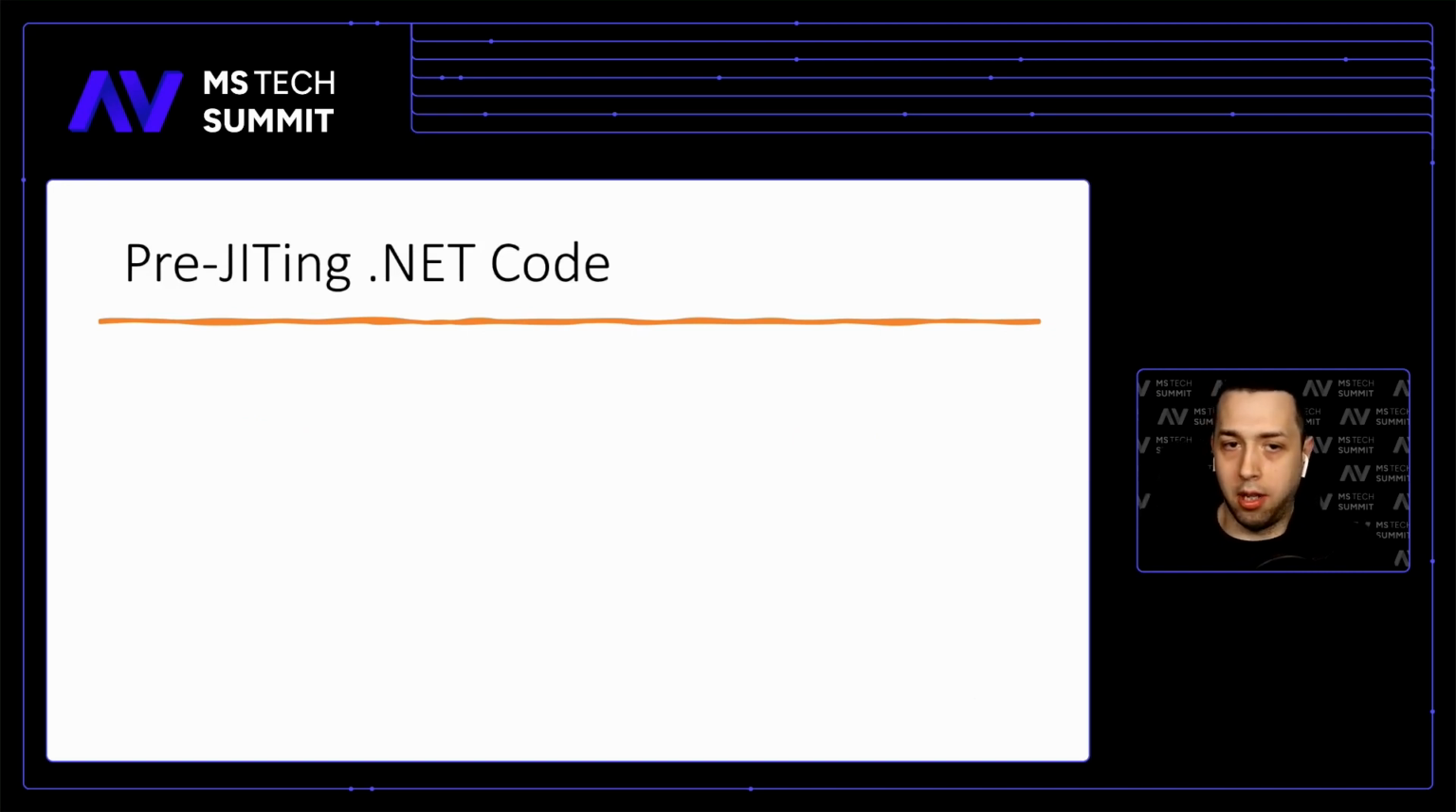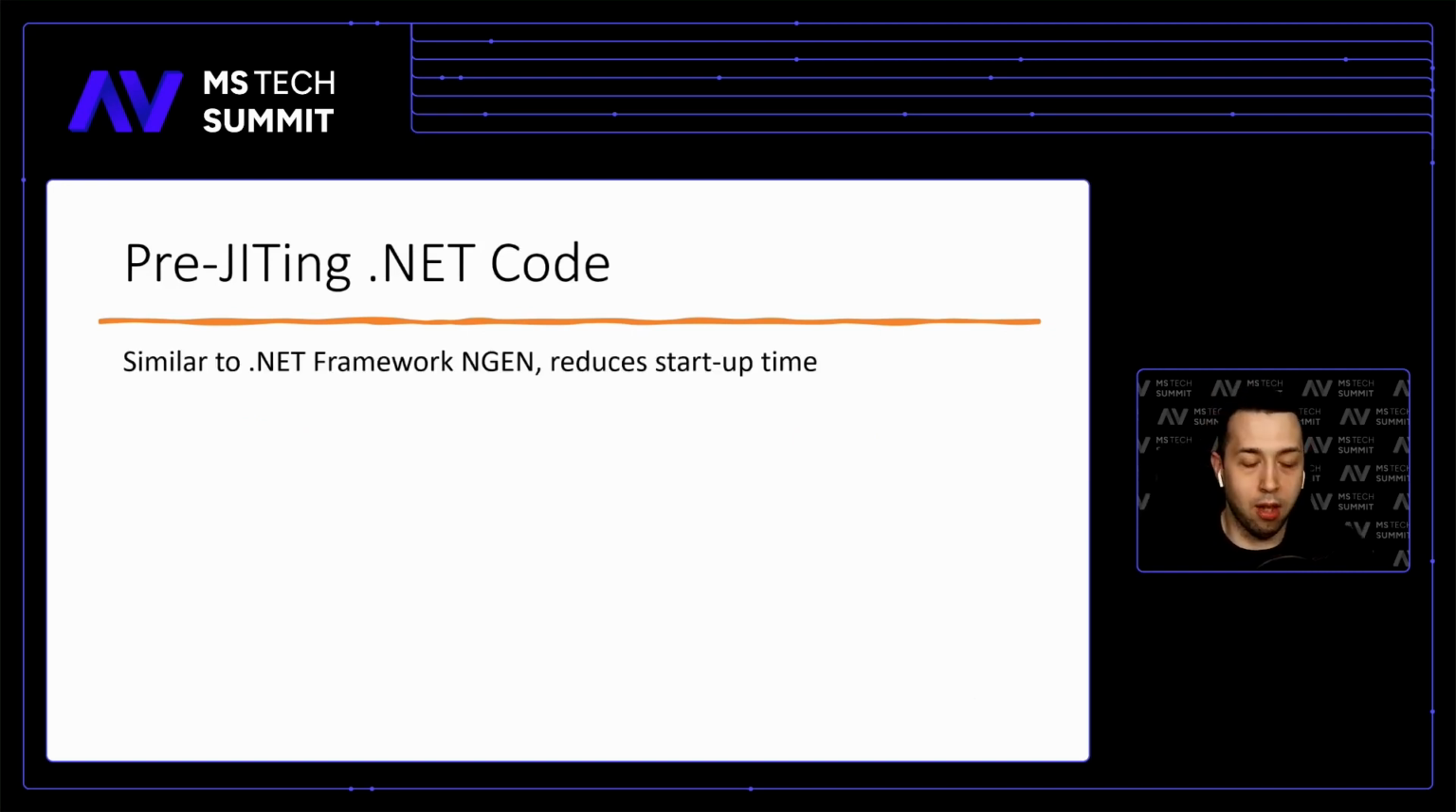And since I mentioned jitting, we can pre-jit some code in .NET. So for example, in .NET Framework, we also had that feature. We installed a .NET application, and then we could use Ngen, the native image generator, to reduce the startup time of the application by pre-jitting some of the machine code that would otherwise be generated on application start.